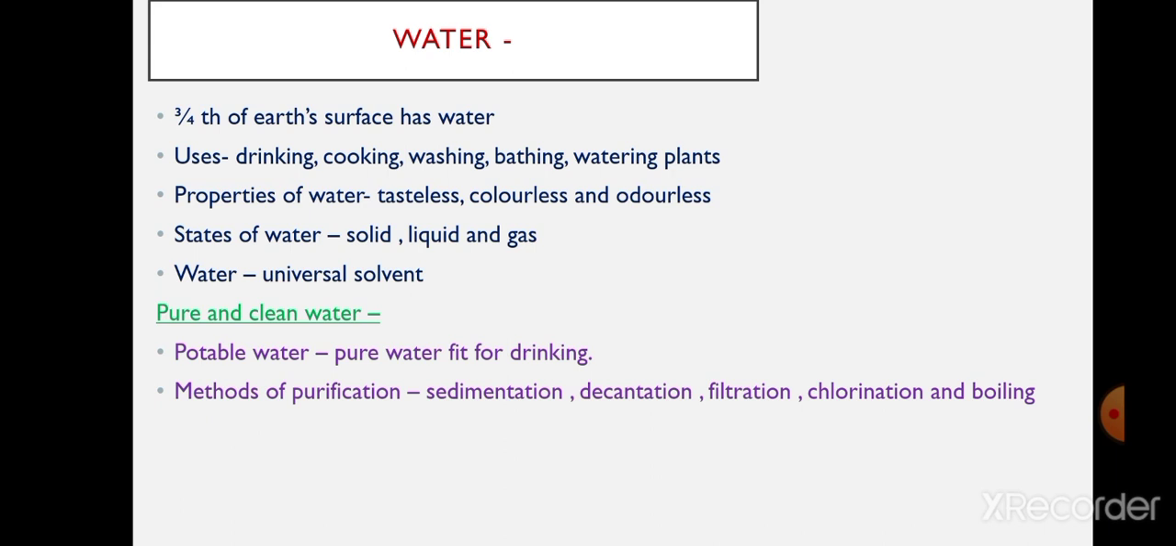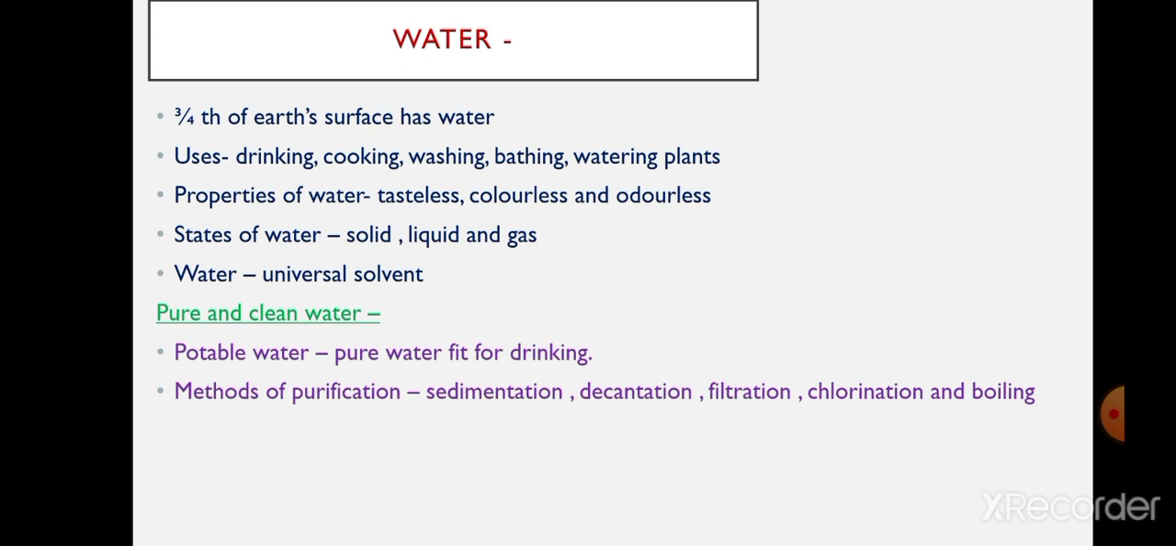Okay, uses of water. For what all purposes do we use water? We use it for drinking, cooking, washing, taking bath, watering plants, and for many other works. All the works in our daily lives we use water for those purposes.